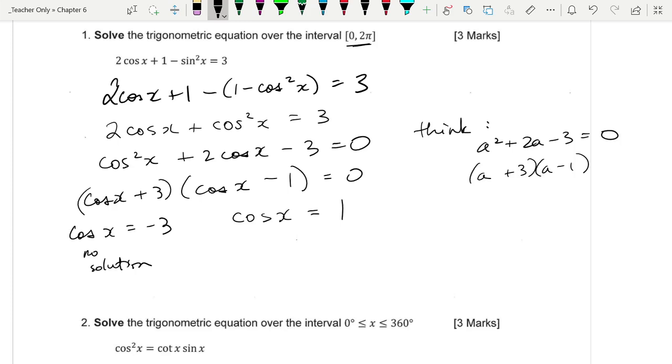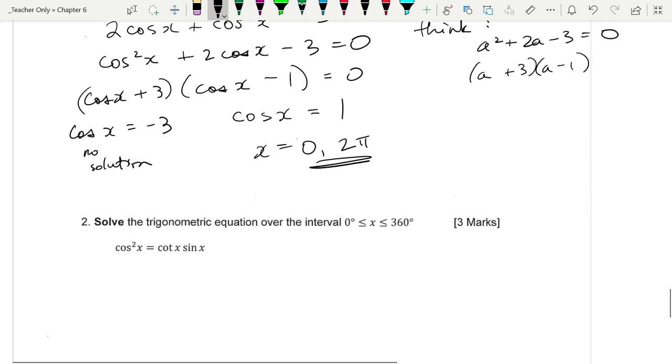So between 0 and 2 pi, when is cosine 1? Cosine is 1 at 0 and at 2 pi, right? So that's it. That's my two answers. X is 0 and 2 pi. And always be careful that if this was a curved bracket on either side, then that answer wouldn't exist, right? So that's it. That's the first one.